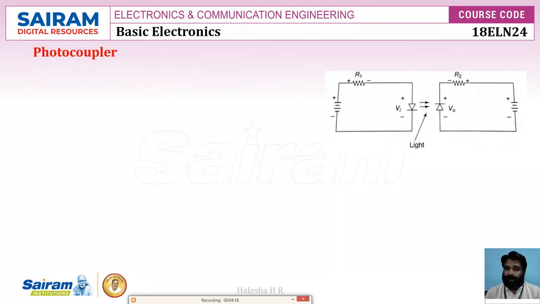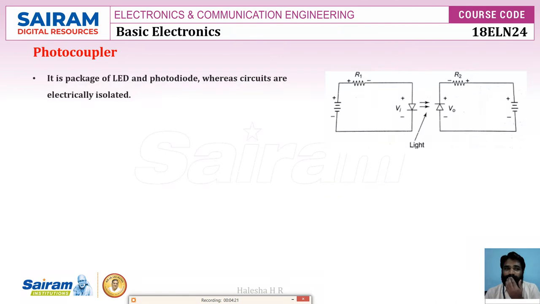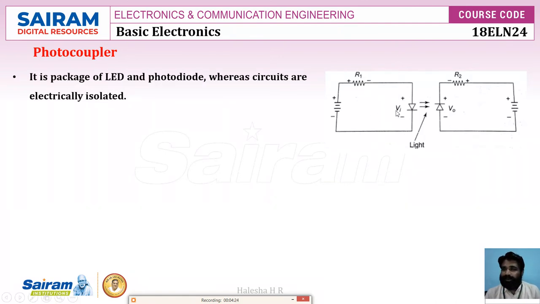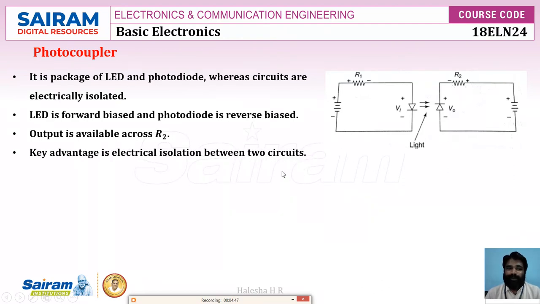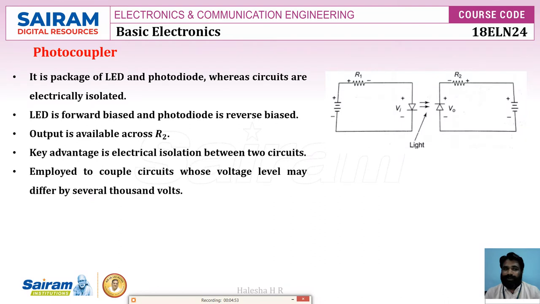Next, photocoupler. It is a package of LED and photodiode. This is the LED and this is the photodiode, whereas the circuits are electrically isolated. That means the LED is forward biased and the photodiode is reverse biased. Observe the diagram. Output is taken across the resistor R2. The key advantage is that it isolates the electrical circuits, so it is employed in circuits whose output voltage levels differ by several thousand volts. So this is about photocoupler.